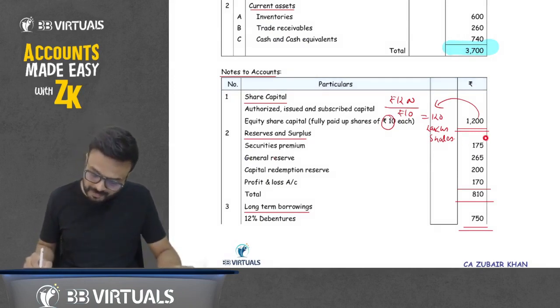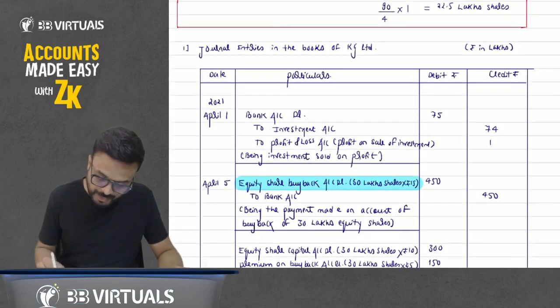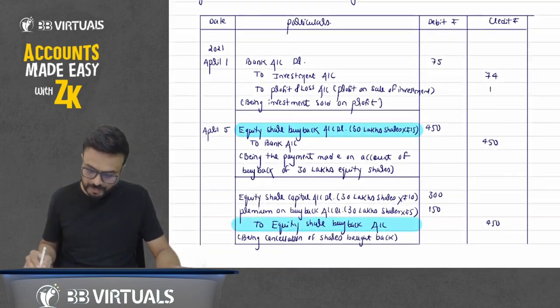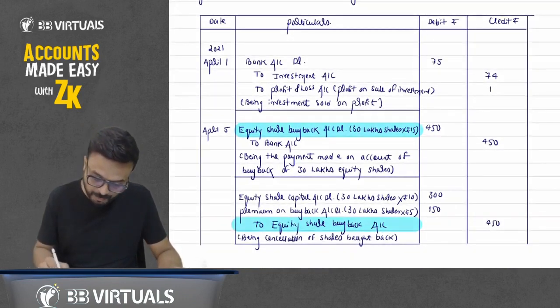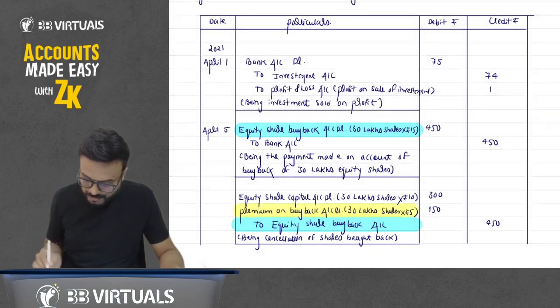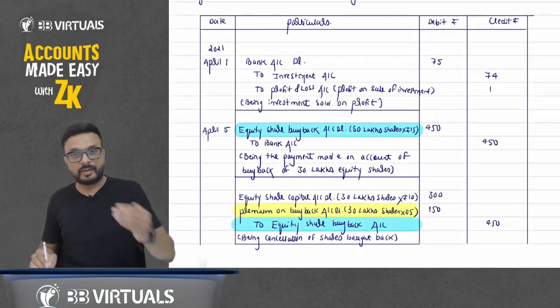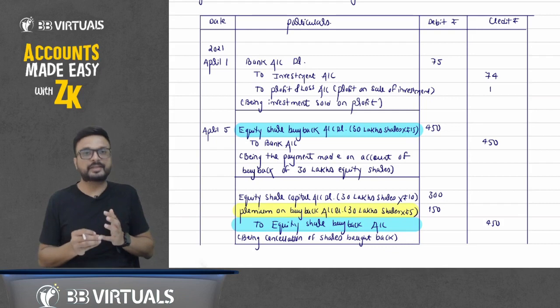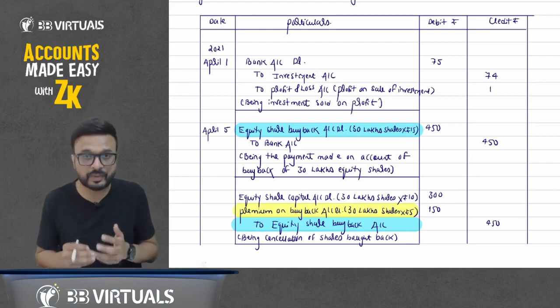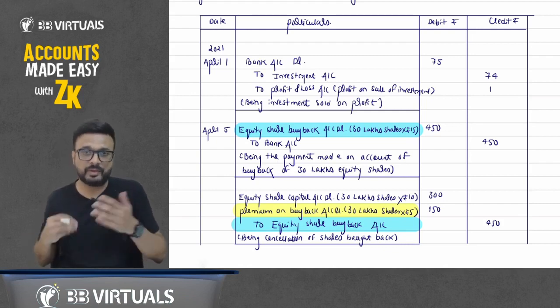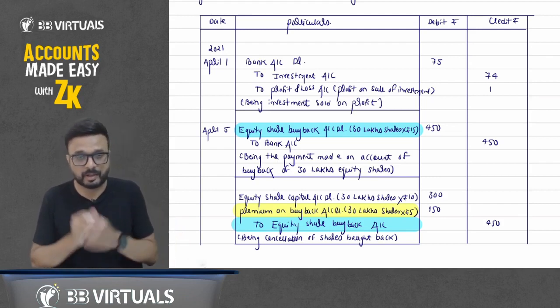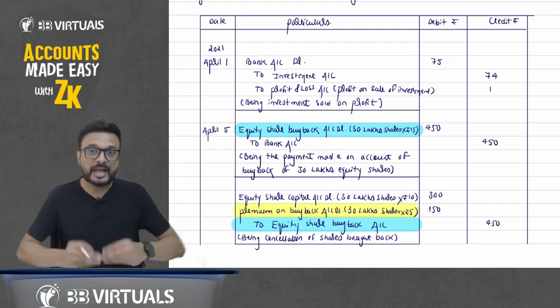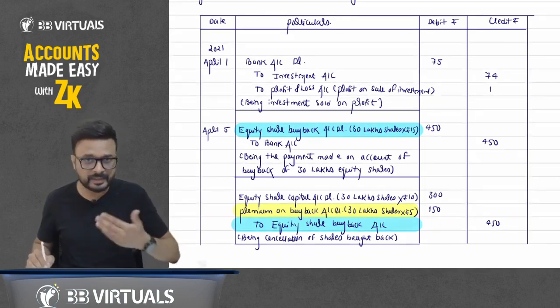We have 175 in securities premium. How much do we want to write off? We want to write off 150. So the next entry will be to write off premium on buyback, which can be written off against securities premium, general reserve or profit and loss account. We have enough balance in securities premium account, that is 175, and we want to write off 150, so we can easily write it off.